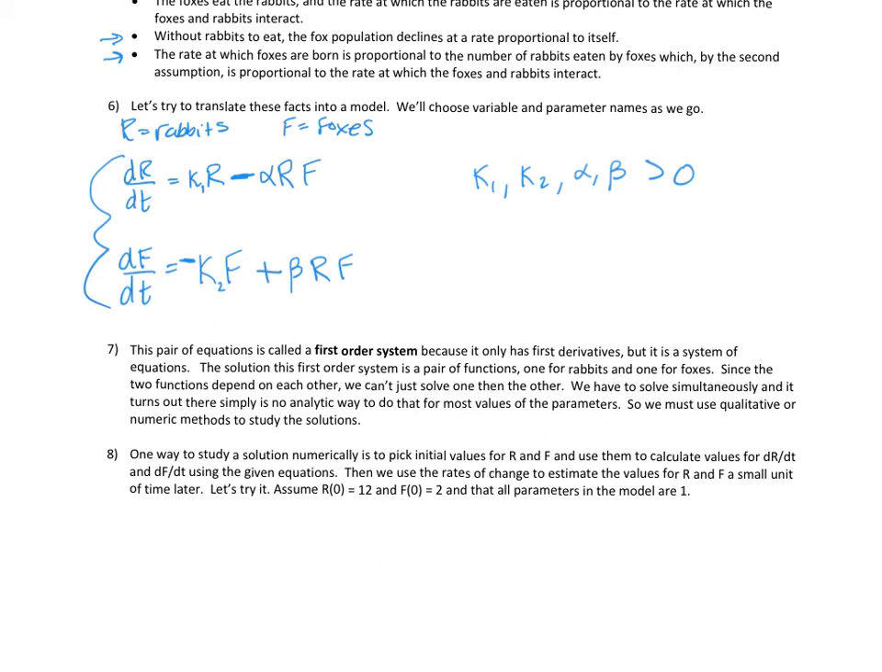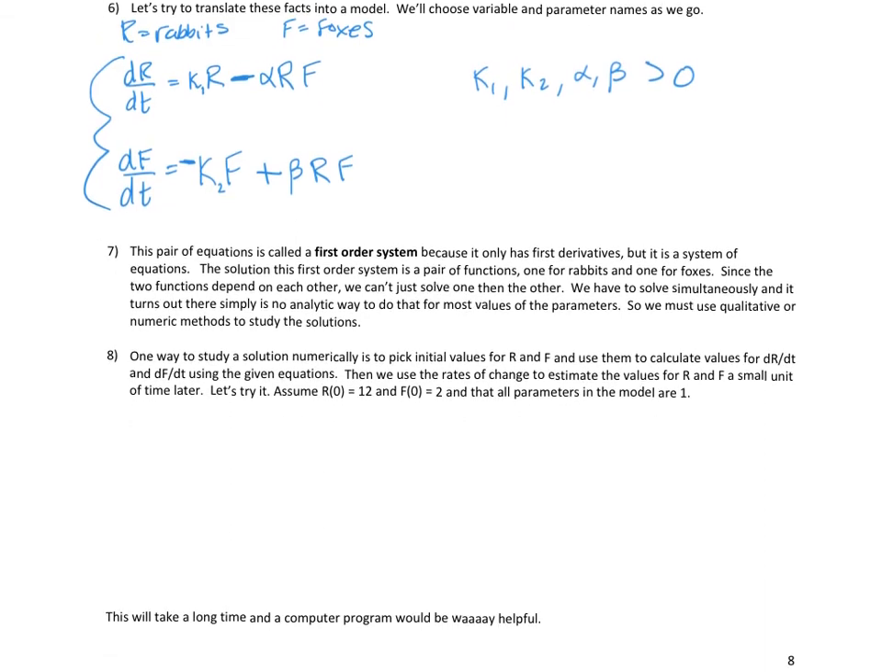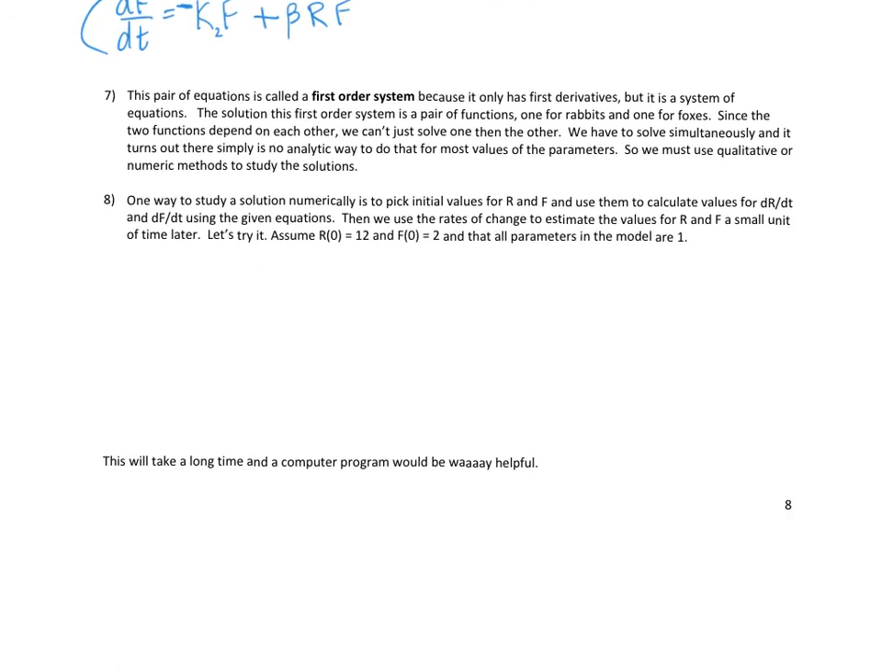One way that we can study the solution numerically is to pick initial values for R and F and use them to calculate values for dR/dt and dF/dt using the given equations. Then you can use the rates of change to estimate new values for R and F a small unit of time later. So let's try it. Let's assume R of 0 is 12, F of 0 is 2, and that all the parameters in the model are 1 just to make things a little bit easier.